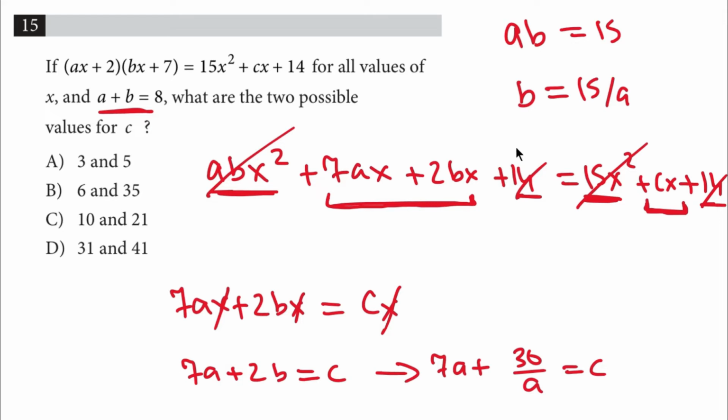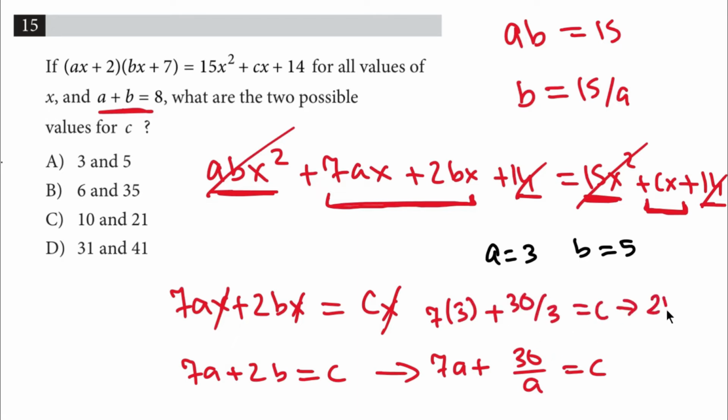Well, I can say, just assume that a is equal to 3 and b is equal to 5. Well, the reason I'm doing this is because 3 times 5, which is a times b, is equal to 15. Again, this is an assumption, but this is a logical assumption and it will help me to move forward. So let me plug 3 instead of a. 7 times 3 plus 30 divided by 3 is equal to c. And this gives me 21 plus 10 is equal to c. Well, c is equal to 31, right? So one of the possible values of c is 31. Therefore, I leave it like that.